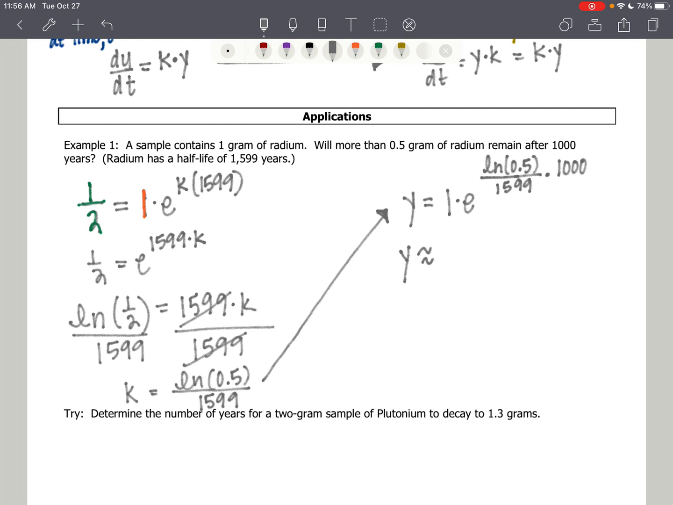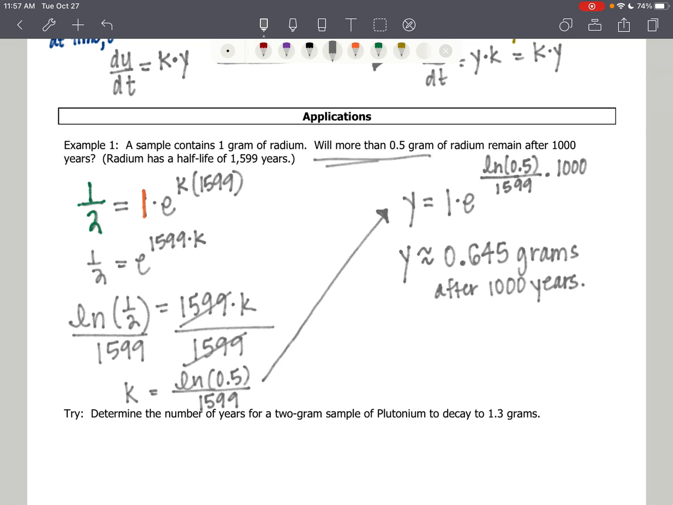y is approximately 0. Okay, I'm going to let you put this into your calculator. Hopefully I've waited long enough, otherwise you'd press pause because you really don't want me to just give you the answer because that ruins the fun. There's actually 0.645 grams remaining after 1,000 years. So the answer to this question is a big fat no.